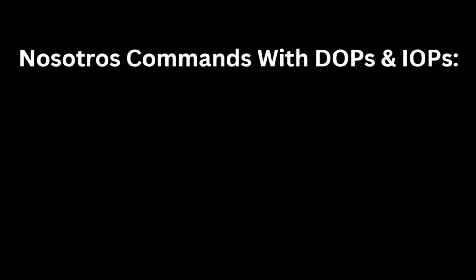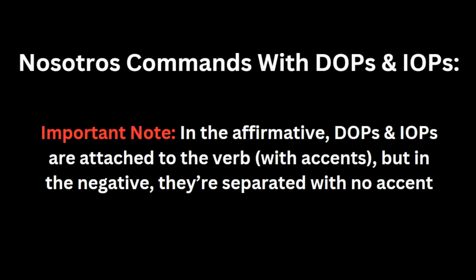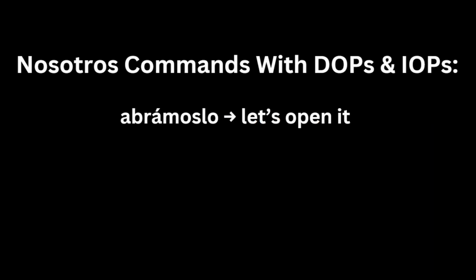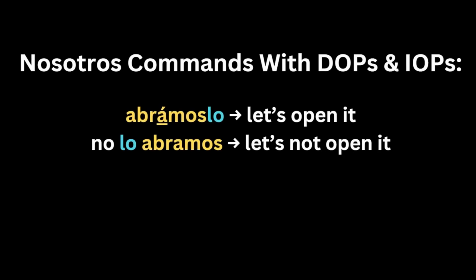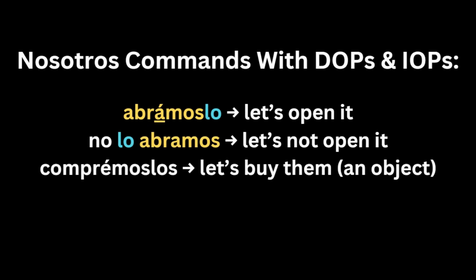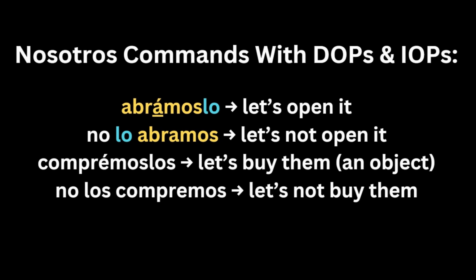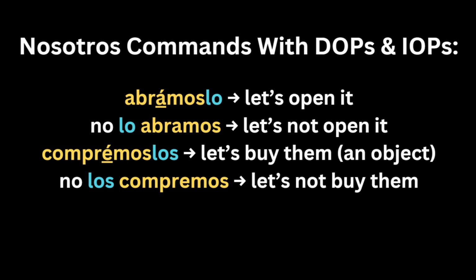These commands can likewise work with direct and indirect object pronouns, but it's a bit more tricky. In the affirmative, the pronouns are attached to the verb with accents, but in the negative, they're separated with no accent. Abrámoslo means let's open it, and in the negative, it's no lo abramos, let's not open it. Both phrases have the verb and the pronoun, and it's attached in the affirmative with an accent, but separated in the negative. Comprémoslos can mean let's buy them, with them being an object, and in the negative, the sentence is no los compremos, let's not buy them. Both phrases likewise have the verb and the pronoun.